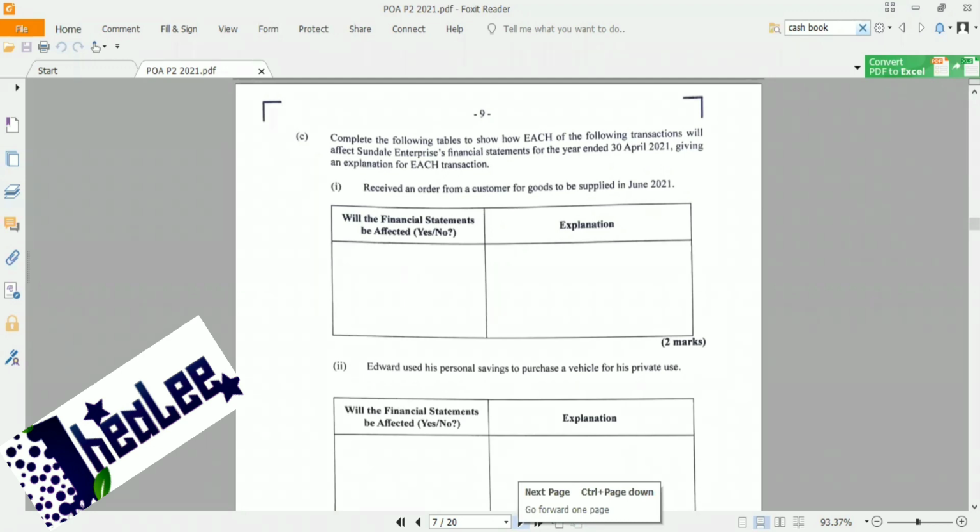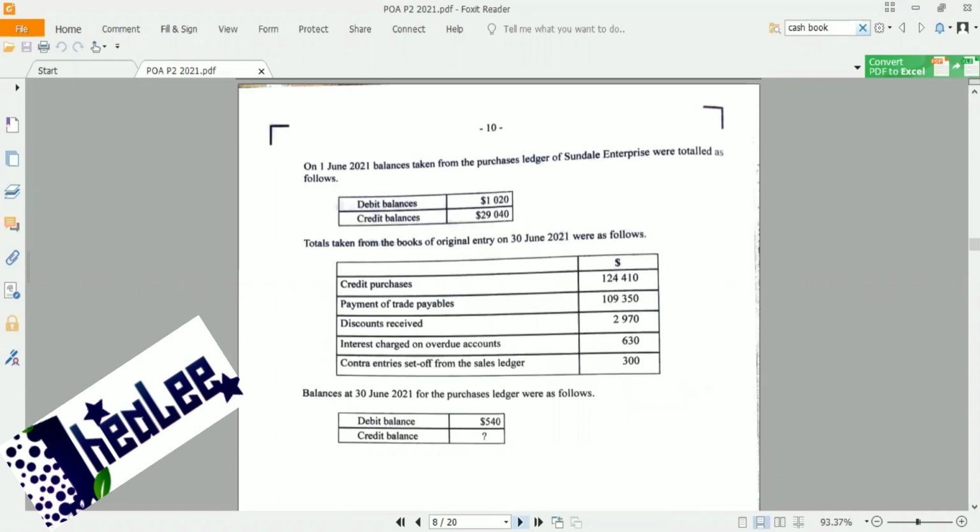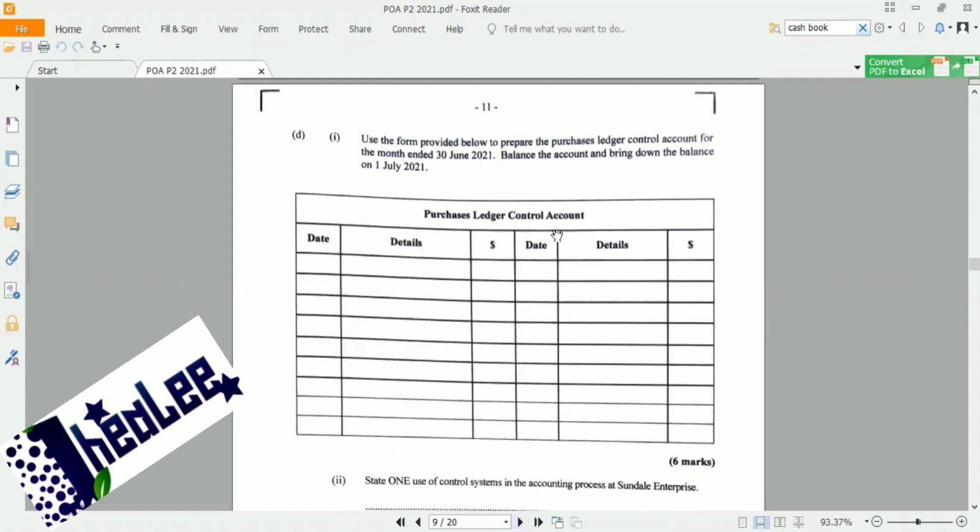After testing your knowledge on the financial statements there, they move into testing your knowledge on control systems, right? And you are presented with a list of balances, and from the list of balances, you are required to prepare the purchases ledger control. The control system was from broad topic number 3. And after doing that, that would take you into the 20 marks for that question.